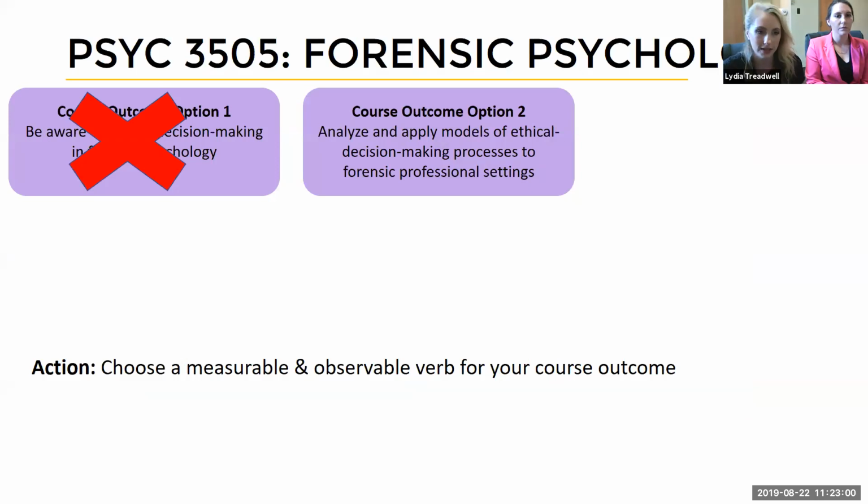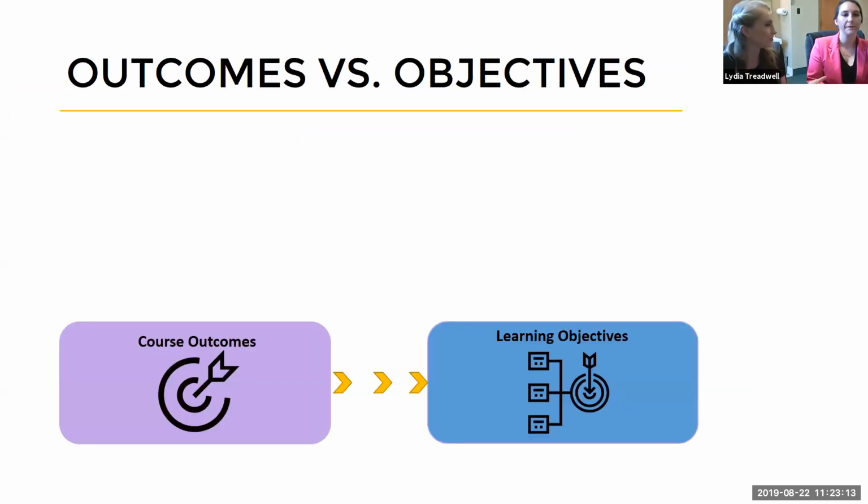So now that you've started thinking about these measurable and observable verbs for your course outcomes, and hopefully you've determined maybe the level of Bloom's that you want students to achieve with that outcome, we're now going to turn it to objectives, and I'm going to turn it to my lovely co-host, Courtney Hebert.